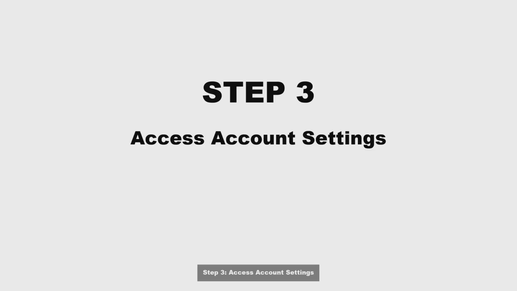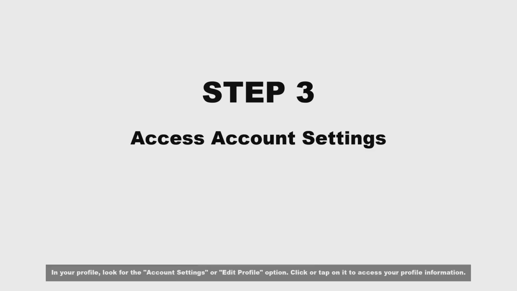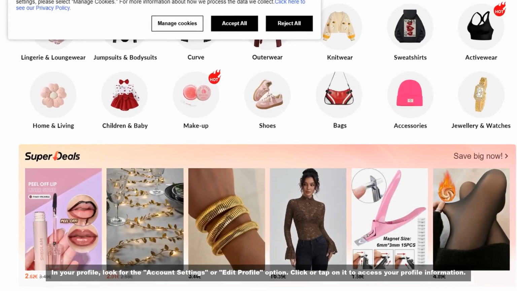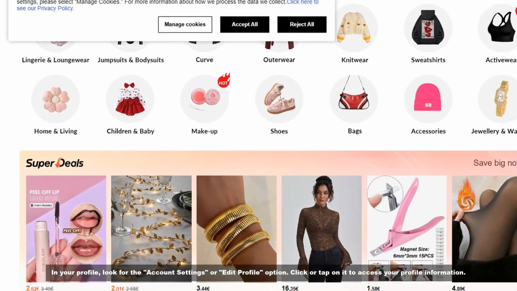Step 3. Access account settings. In your profile, look for the account settings or edit profile option. Click or tap on it to access your profile information.